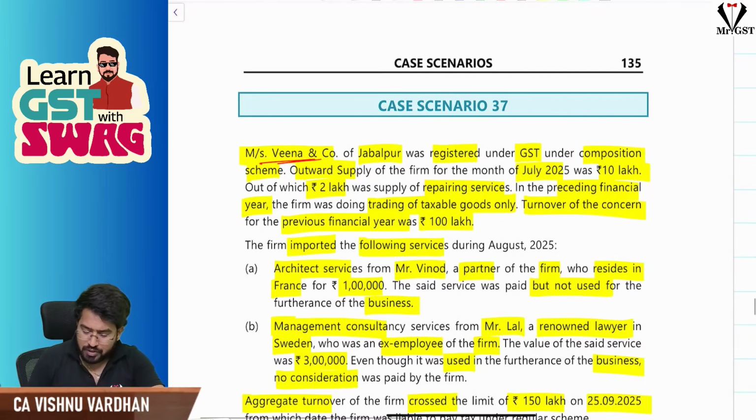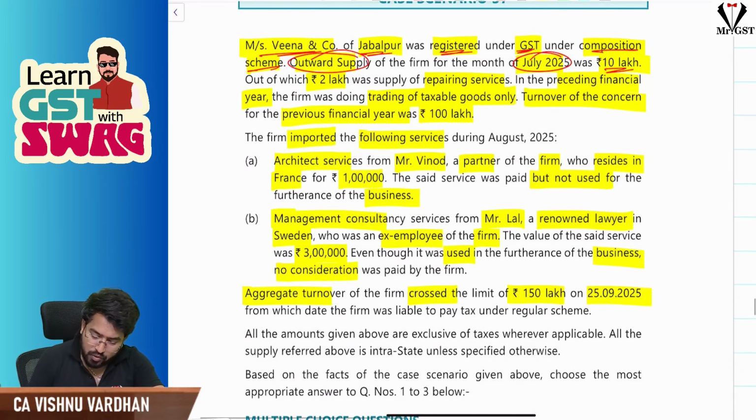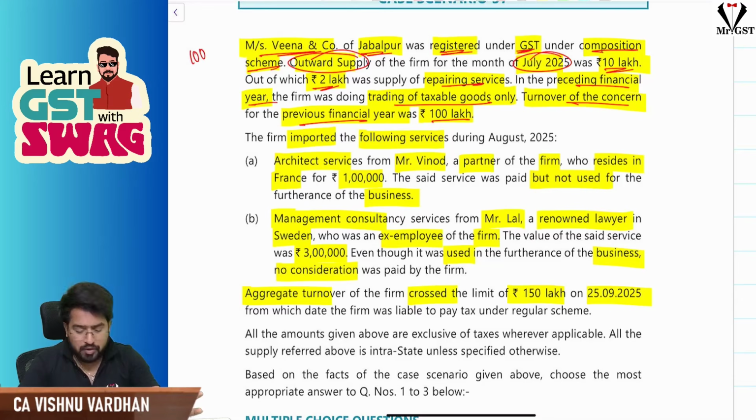This is a story of Veena and Co from Jabalpur registered under GST under composition scheme. Outward supplies for the month of July is 10 lakhs, out of which 2 lakh was repairing services. And in the preceding financial year, the firm is doing only trading of goods, taxable goods. Turnover in the previous financial year 100 lakhs. So, if you're opting for composition scheme, preceding financial year turnover into 10%, that is up to 10 lakhs or 5 lakhs, whichever is higher, you can provide services. Here they are providing only 2 lakh worth of services. So you are still eligible for composition scheme benefit and you can enjoy that.